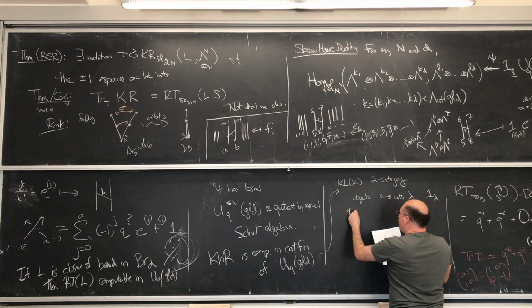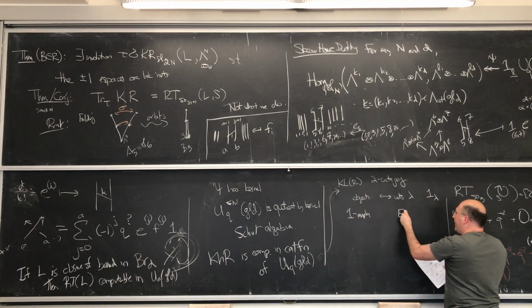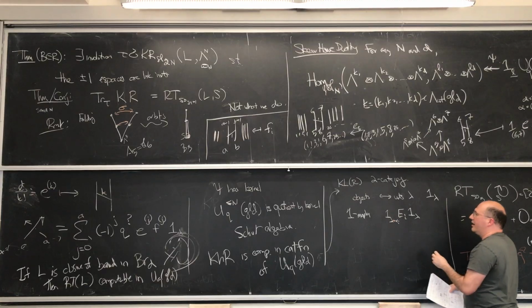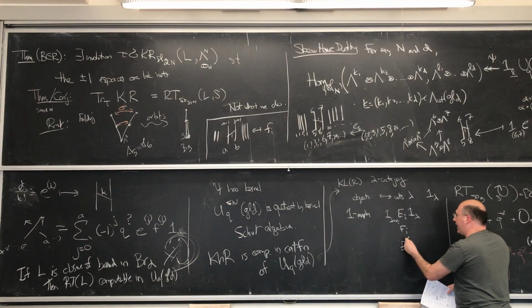It's got one morphisms, which are things like E_I from one lambda to one lambda plus alpha I, and of course F_I. And you also have these objects associated to divided powers.